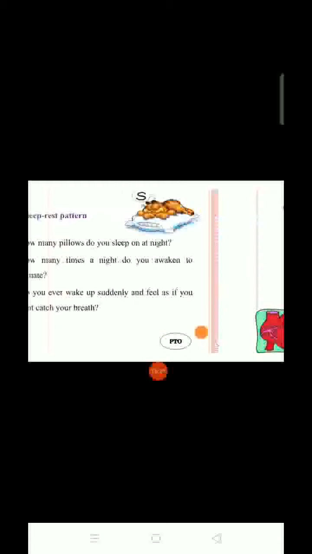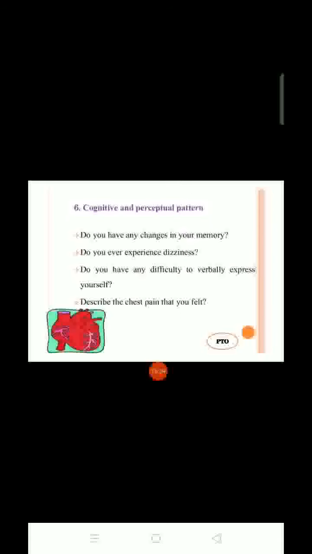Next, what is the cognitive and perceptual pattern? Do you have any changes in your memory? Do you ever experience dizziness? Do you have any difficulty to verbally express yourself? Describe the chest pain that you felt.